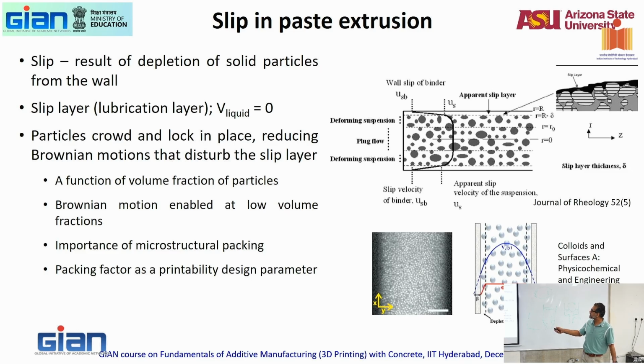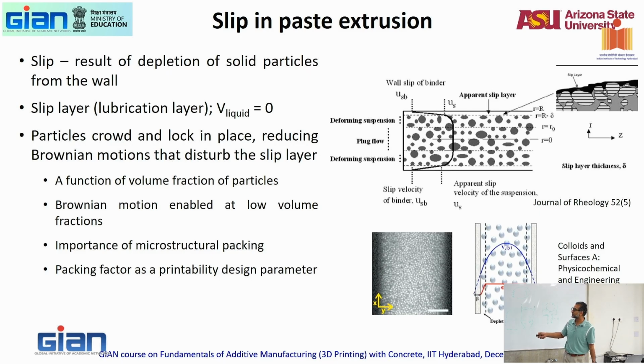Particles lock in place and then reduce the Brownian motions that disturb the slip layer. So the slip layer is a very nice, unbroken, unaffected part that is very close to the wall of the pipe. There is a velocity with which that moves through, and there is an apparent slip velocity. We'll see all of that.